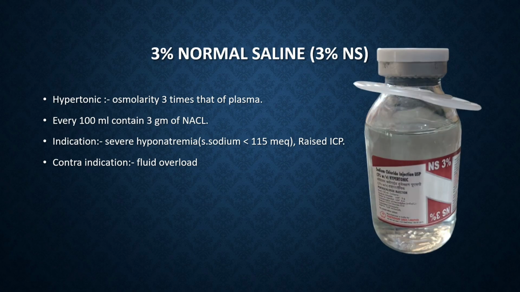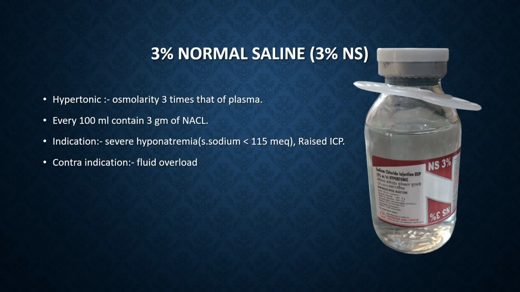The next one is 3% normal saline, 3% NS. It is hypertonic because the osmolarity of 3% NS is 3 times that of the body plasma. Every 100 ml of 3% NS contains 3 gram of sodium chloride. The indication is severe hyponatremia, when the serum sodium level is less than 115 milliequivalent per liter. It should not be given if the signs of hyponatremia are absent, and the sodium level should not increase by more than 7 milliequivalent in 24 hours during sodium correction.